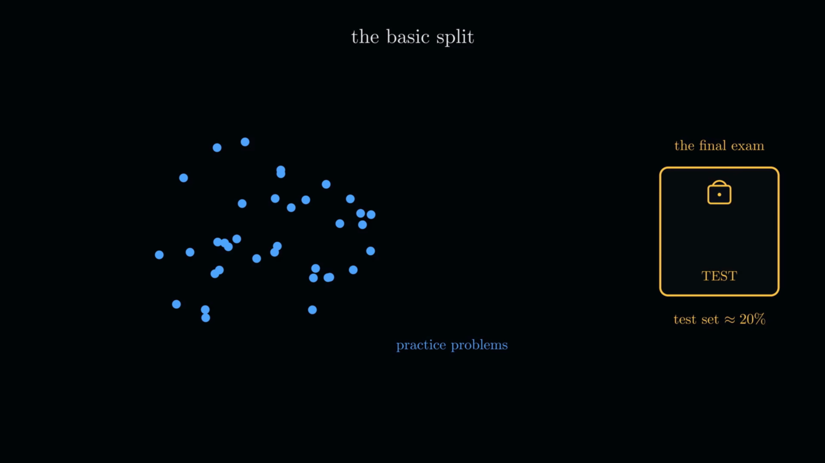You train on the blue, which is the training set, then exactly once you check against the red, which is our test set. That score is your honest estimate of how the model handles the unseen.